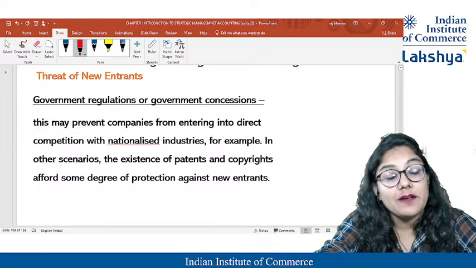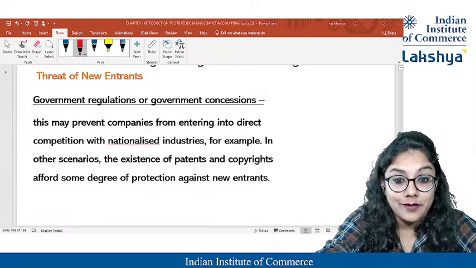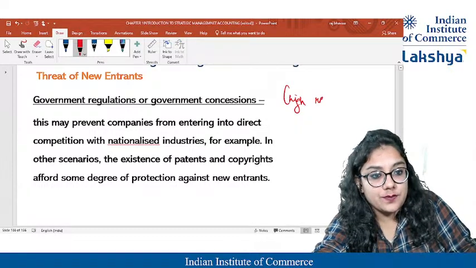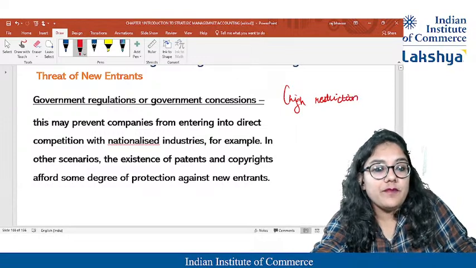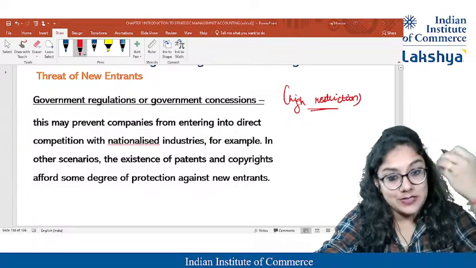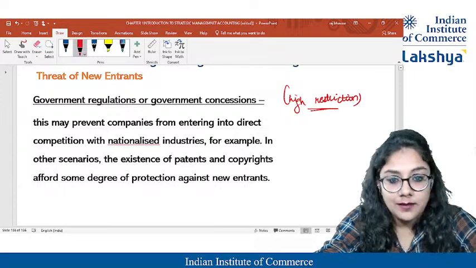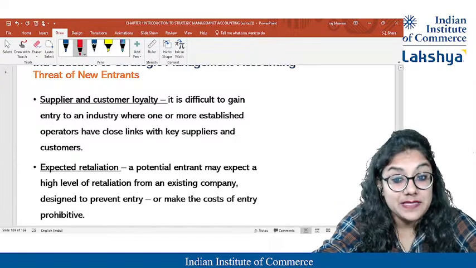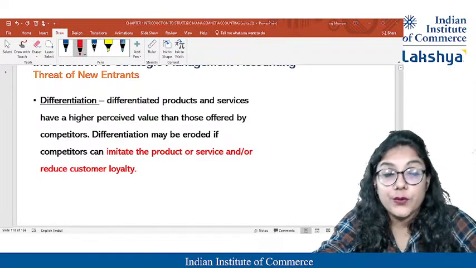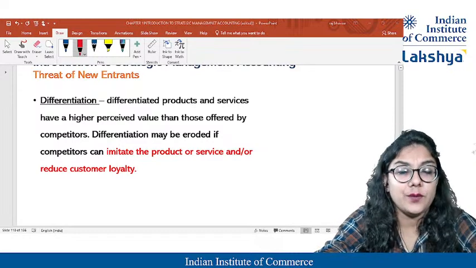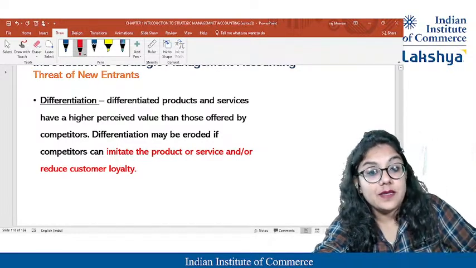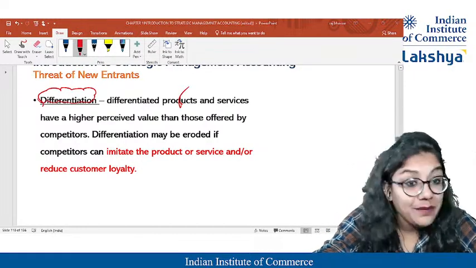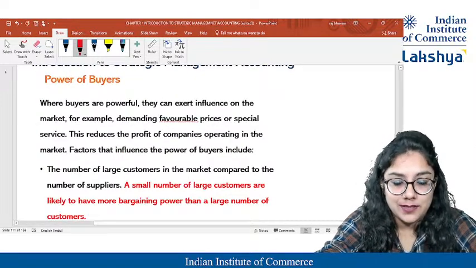Maybe government rules and regulations can also be a factor. If there are huge, high restrictions, very few competitors will be there. If there are no restrictions, everybody wants to enter the market, isn't it? Now, supplier and customer loyalty also matter. It also depends on how different the company wants to be, how differentiated your product and services should be, so that you can charge whatever premium amount you want. So it also depends on that.